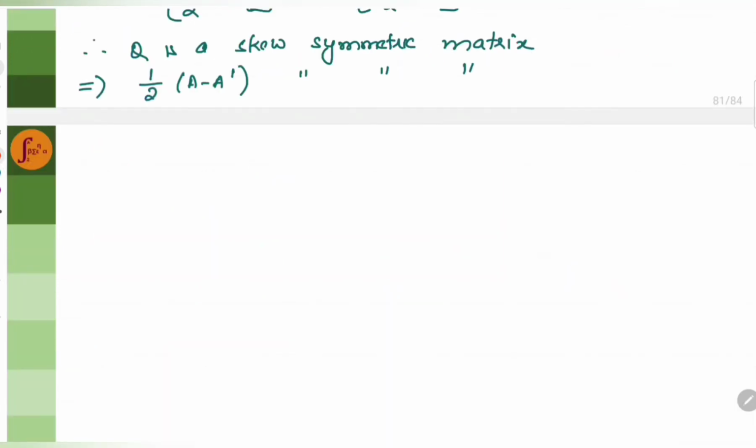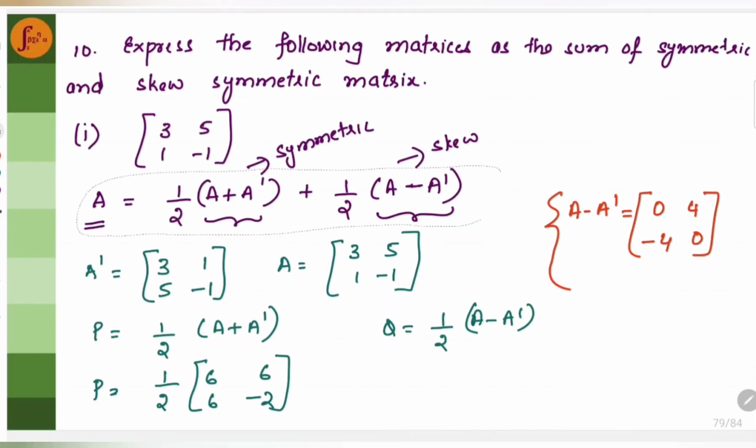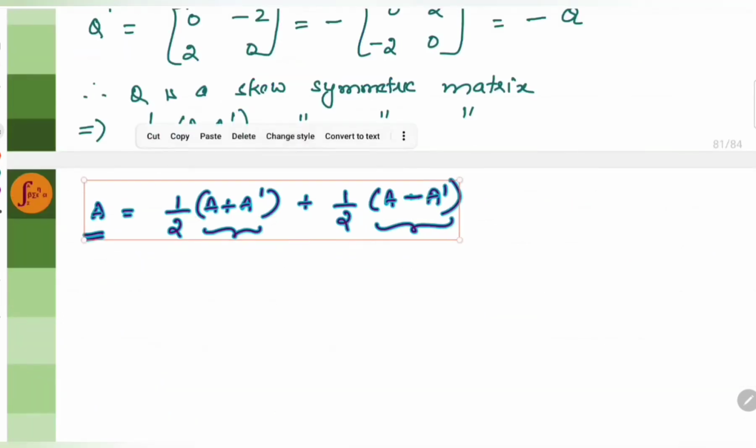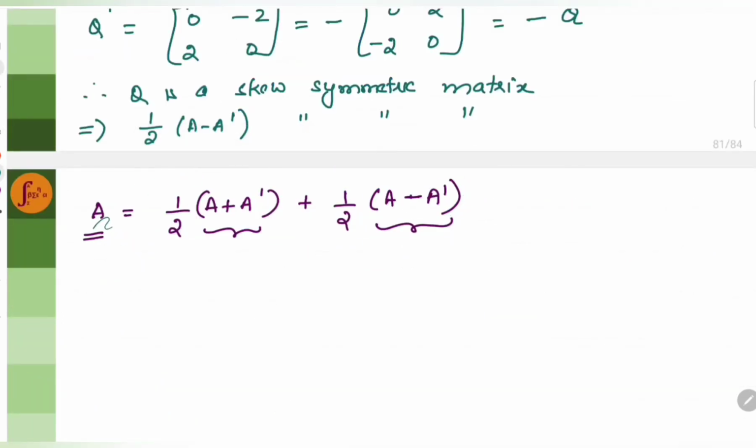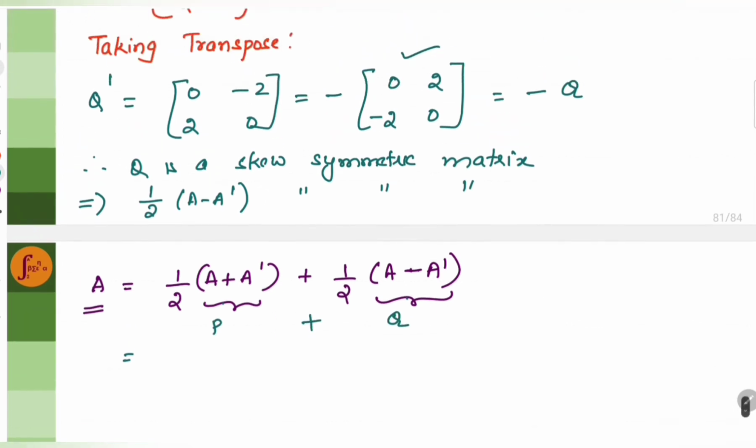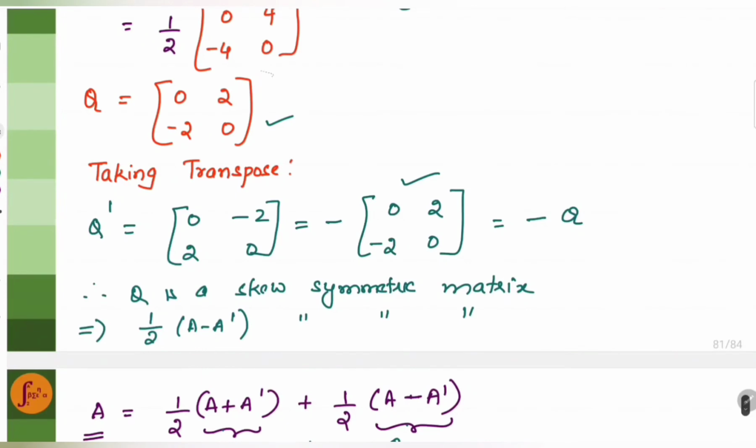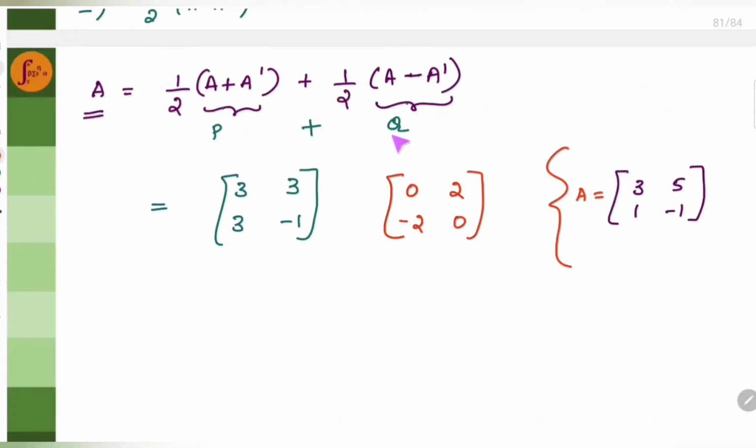Our last step of the problem is we'll have to prove this expression, right? This is the last step. We'll have to prove this matrix A is equal to the sum of these matrices. Now we got this matrix and we got this matrix. This was P and this was Q. Let's add P and Q together, right? Q we got as this one. Now we have taken matrix P and matrix Q and we'll have to add both these matrices, and when you add, we need to check if we'll get matrix A.